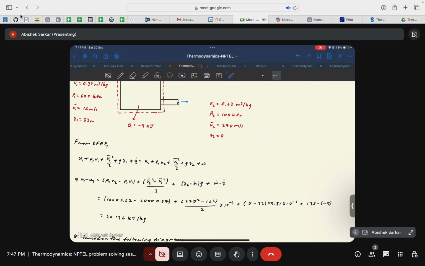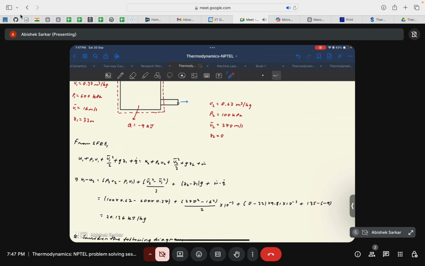If u2 minus u1 is positive, it would mean the internal energy has increased, and if it's negative, it would mean that the internal energy has decreased. Similarly, if u1 minus u2 is positive, it would mean that the internal energy has decreased, or if u1 minus u2 is negative, it would imply that internal energy has increased. Just vice versa, it's understandable.